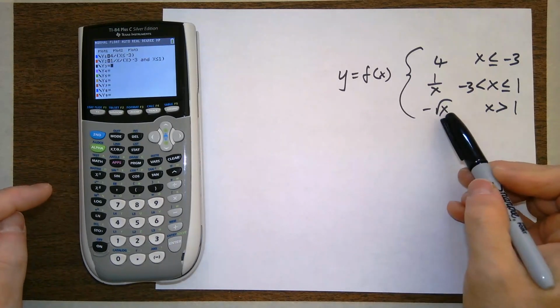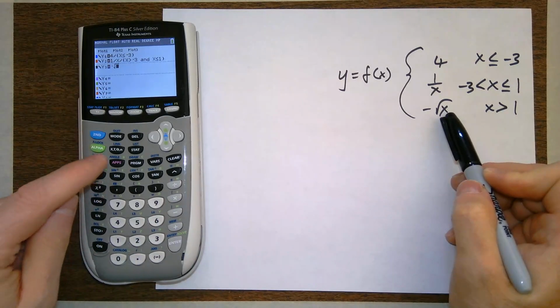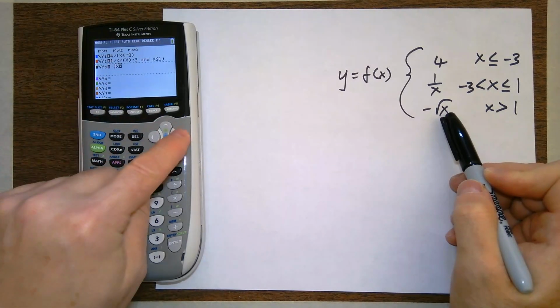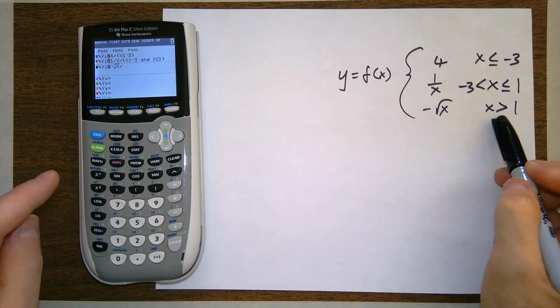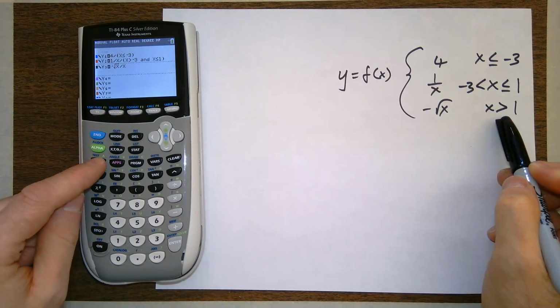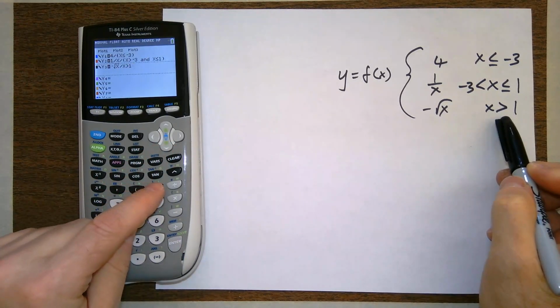And then finally, negative square root of x. Again, make sure you're using the negative, not the minus operation. Negative square root of x. I'm going to use the over arrow to get out of the square root. There we go. Divided by, and then here's where I'm going to put in the condition. X is greater than 1. So go to the math. Greater than 1. Close parentheses.